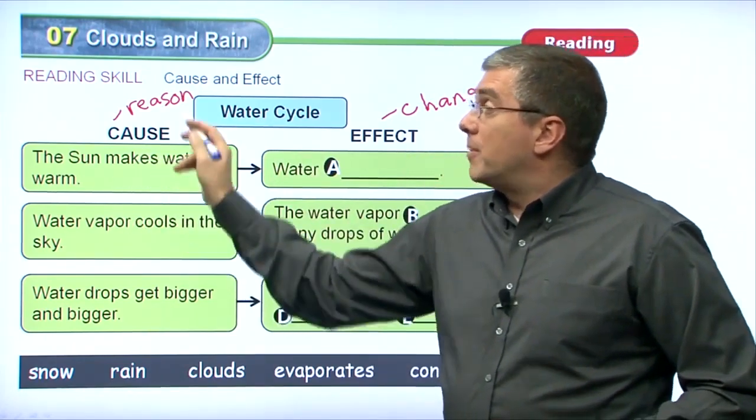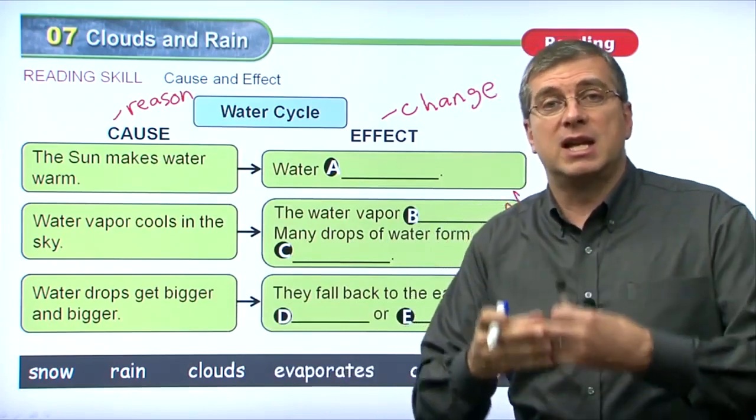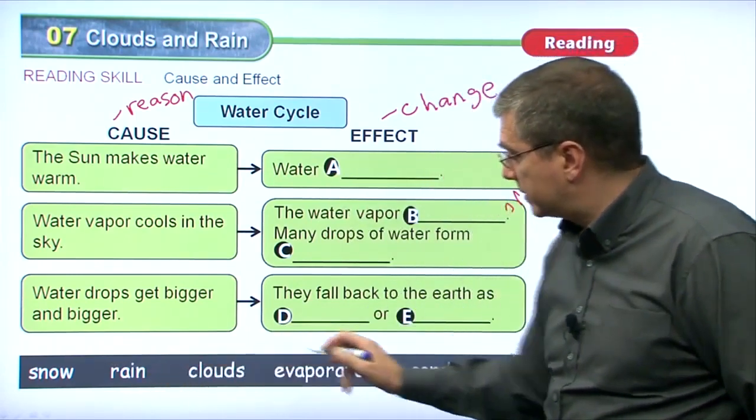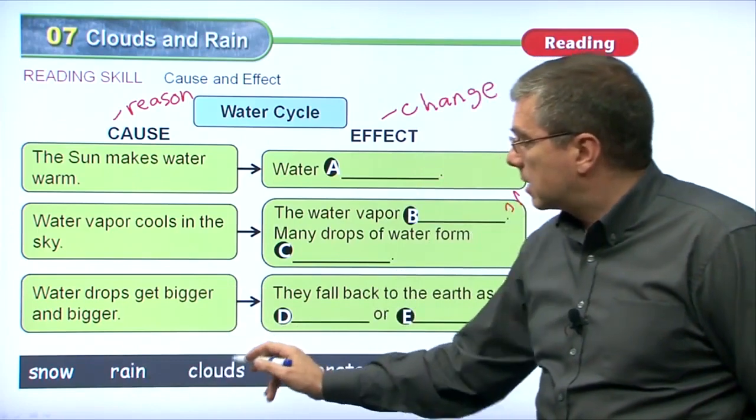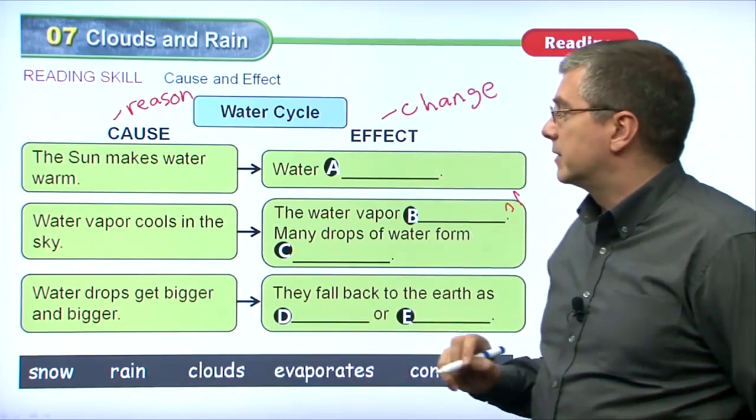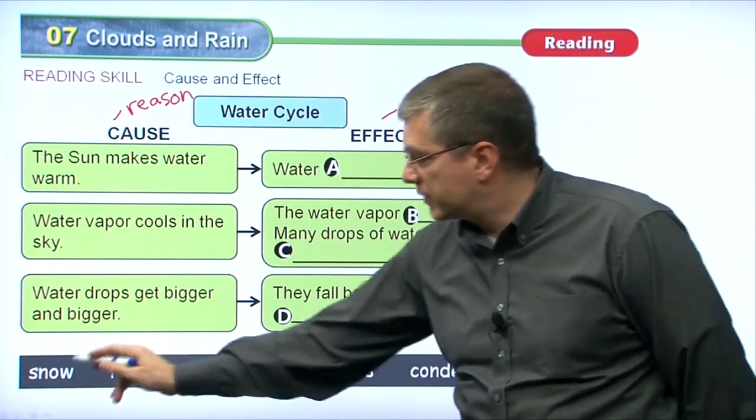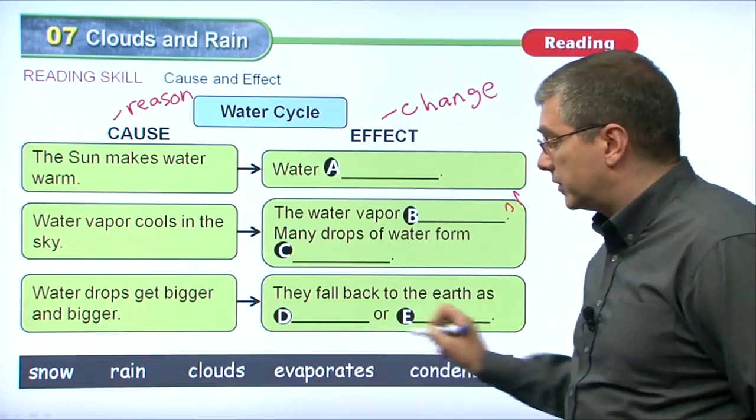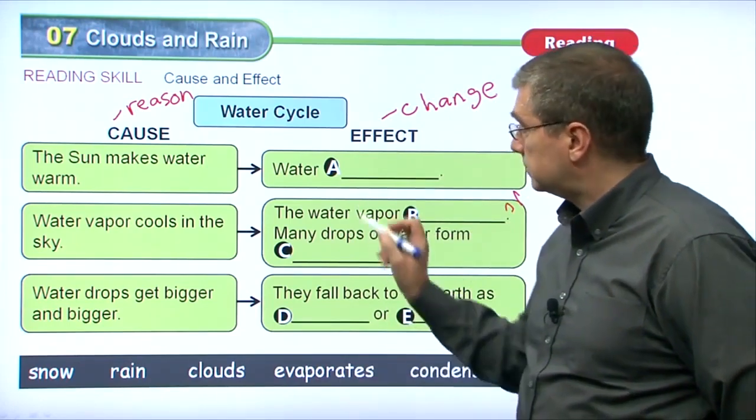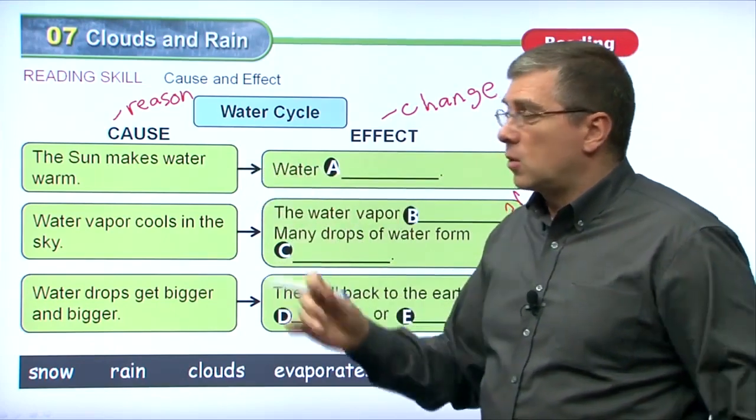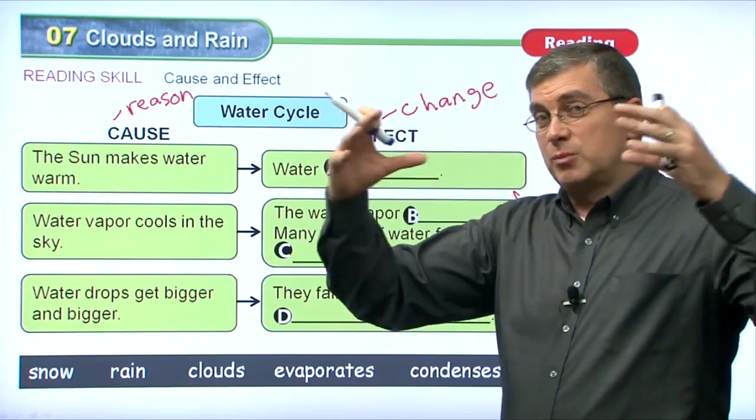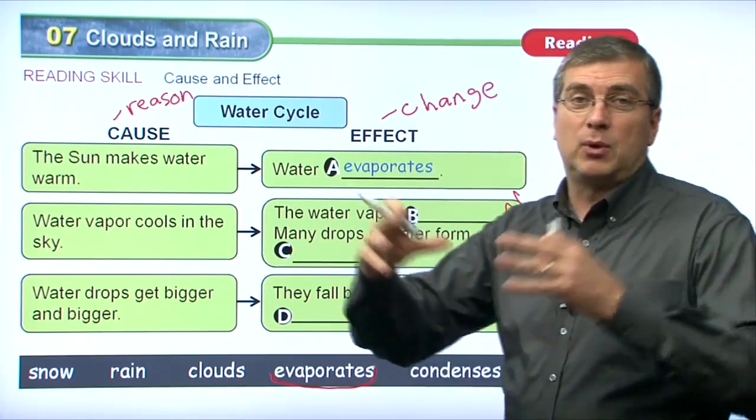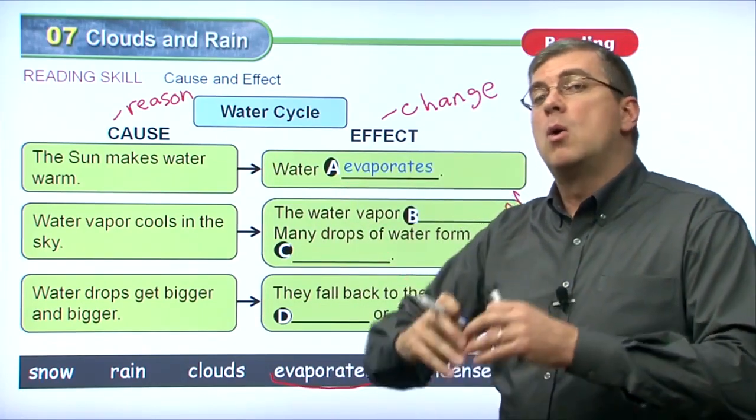The sun makes water warm. That's the reason. Because the sun is making the water warm, water does what? What's the effect? We should choose from one of these down here: snow, rain, clouds, evaporates, or condenses. What does water do? We're looking for a verb. Snow, rain, clouds, those are nouns. Evaporates, condenses, those are our two verbs. We should choose one of these two. So, water does what? The sun makes water warm. Water gets warm, it starts to spread out. It evaporates, right? So our answer there is evaporates. Water evaporates. Because the sun makes the water warm, water evaporates.